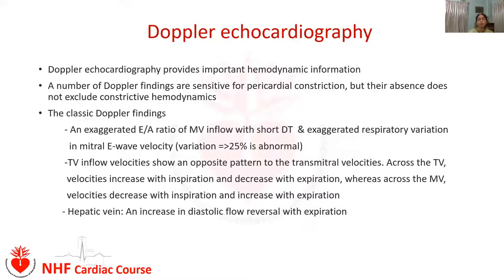Tricuspid inflow velocity shows an opposite pattern to the transmitral velocities. Across the tricuspid valve, velocities increase with inspiration and decrease with expiration, whereas across the mitral valve, velocity decreases with inspiration and increases with expiration. This was also explained by Professor Bodhisattva very nicely. So my job is relatively easier after his presentation. And on pulsed-wave Doppler of the hepatic vein, there is an increase in diastolic flow reversal with expiration. This is very important and one of the most specific echo markers for diagnosing constrictive pericarditis.